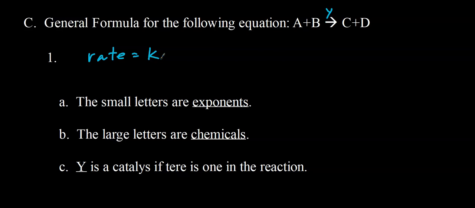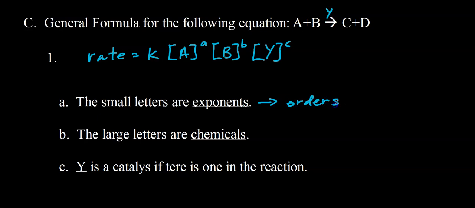Rate equals k times the concentration of substance A to the a power, times the concentration of B to the b power, times the concentration of Y to the c power. So the small letters are the exponents. Those are known as orders, and we'll explain what that means in just a bit. The large letters, those in brackets, those are the chemicals.